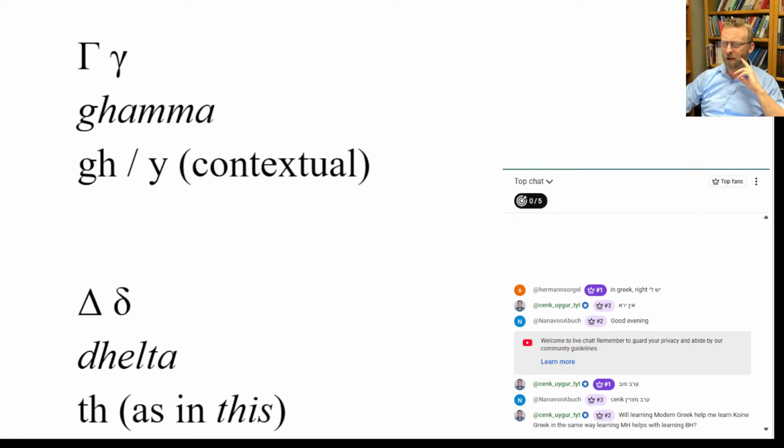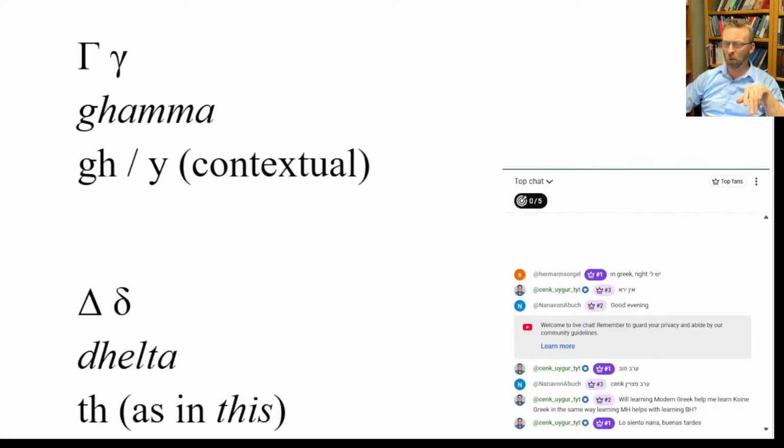Jank writes in the comments here, will learning modern Greek help me learn Koine Greek in the same way that learning modern Hebrew helps with learning biblical Hebrew? So I'm going to tell you right up front that my knowledge of modern Greek nowhere near approximates my knowledge of modern Hebrew. But based on what I know of it, not really. Okay. Are there overlaps? Yes, but it's not to the same degree.